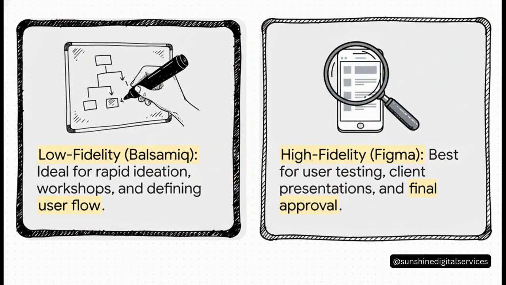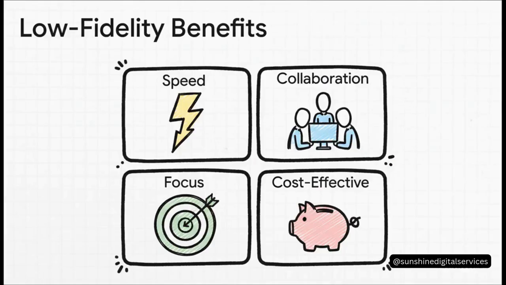Low fidelity with a tool like Balsamiq is all about speed and communication. It is perfect for those early brainstorming sessions. High-fidelity tools like Figma, they're for later, when you need those picture-perfect visuals for user testing and final sign-offs. Trying to start with high fidelity is kind of like trying to paint the walls before you've even poured the foundation for the house. And the benefits of starting this way are just massive.